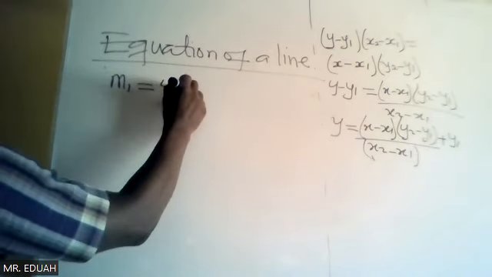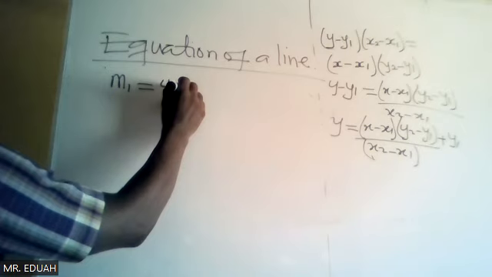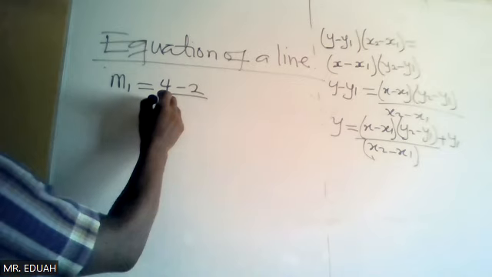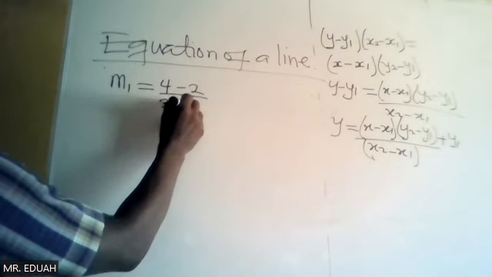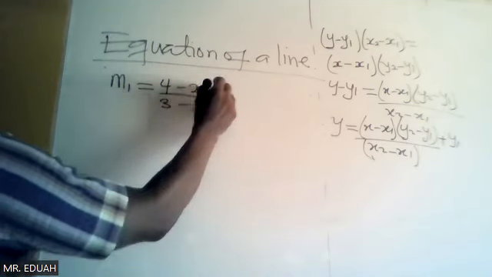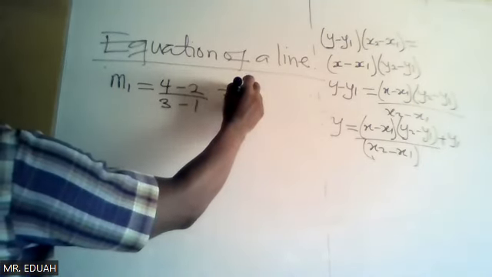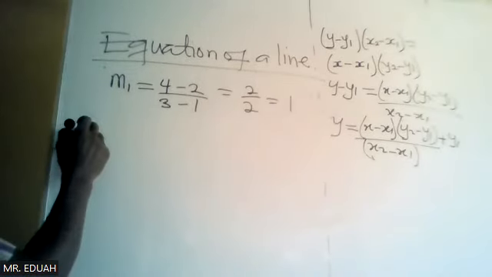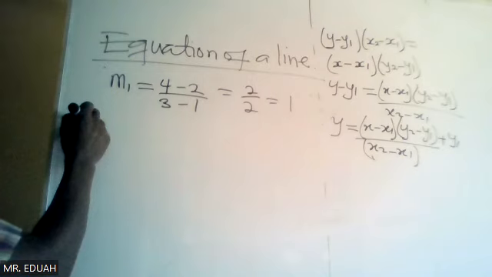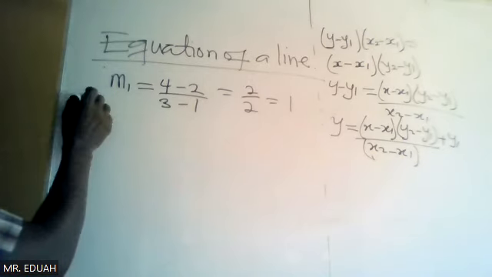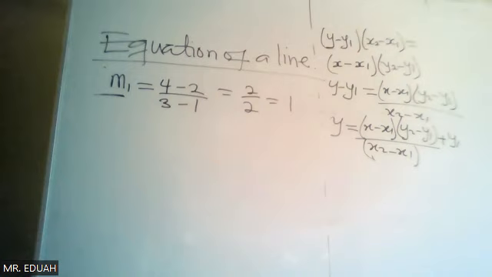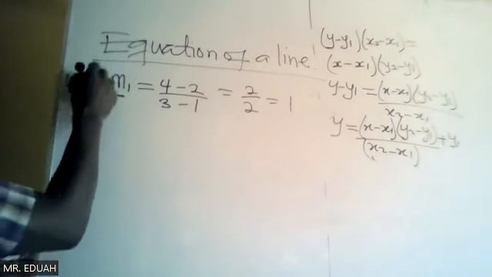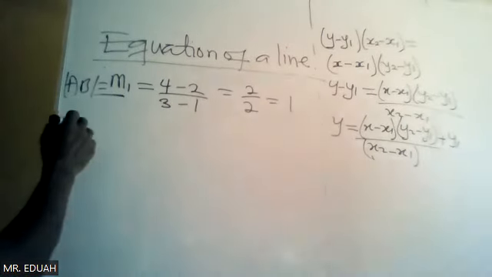So 4 minus y1. Y1 is what? Two. Dividing x, which is 3 minus 1. So that is equal to 2/2, which is 1, right? That is the gradient of AB, which we denote as M1. Now we find the gradient of AP.